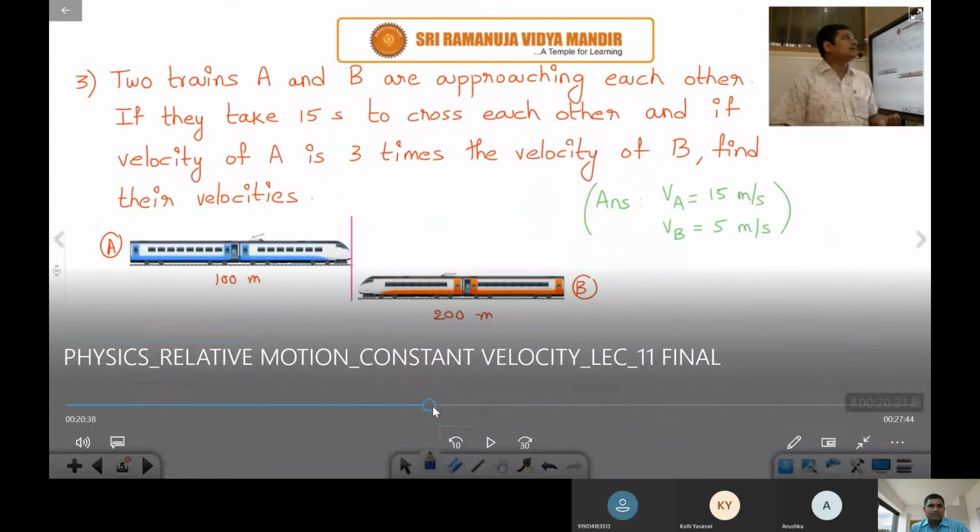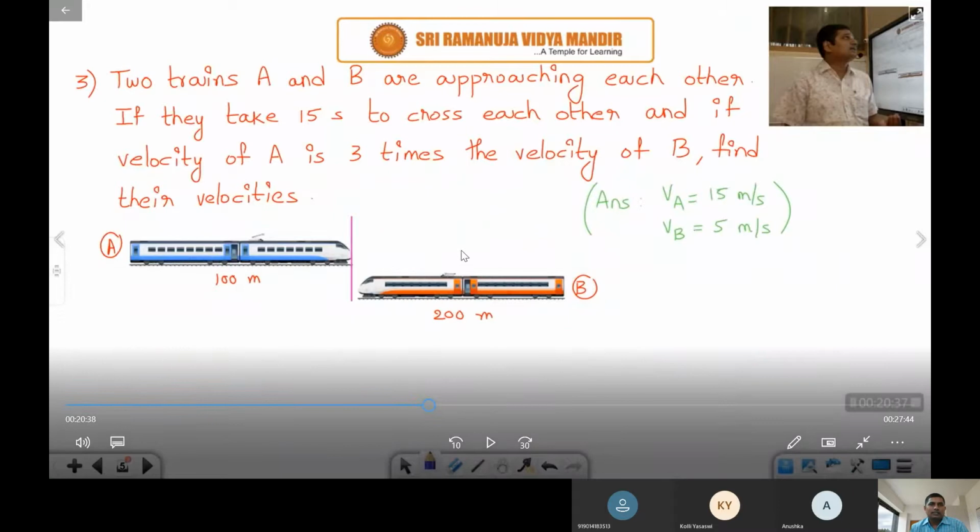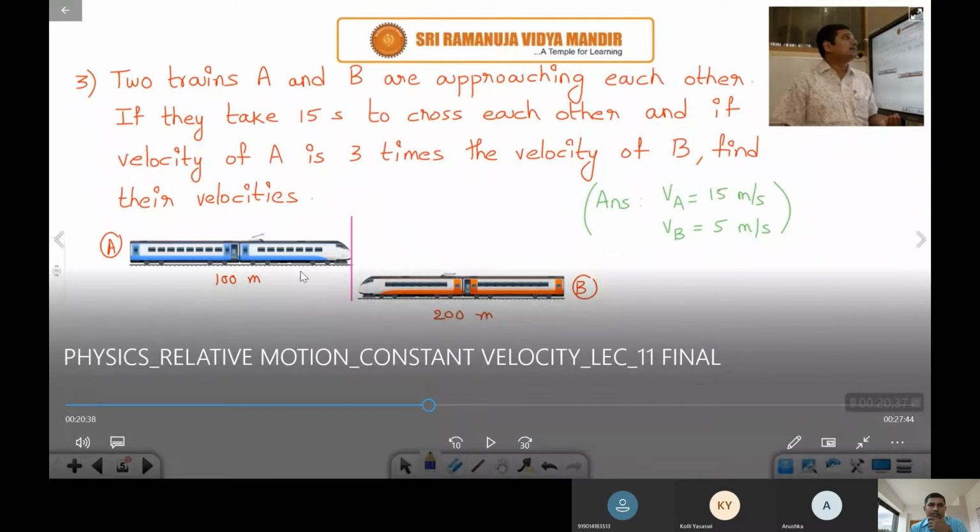Next one. Two trains A and B are approaching each other. If they take 15 seconds to cross each other, and if the velocity of A is 3 times the velocity of B, then find their velocities. The velocities are not given here; rather, the time is given. And the lengths of the trains are given, 100 meters and 200 meters.